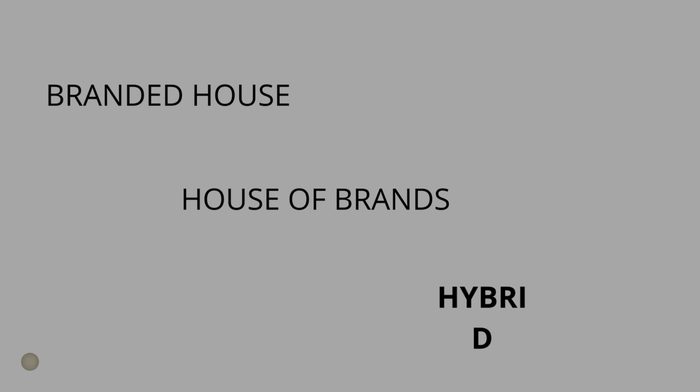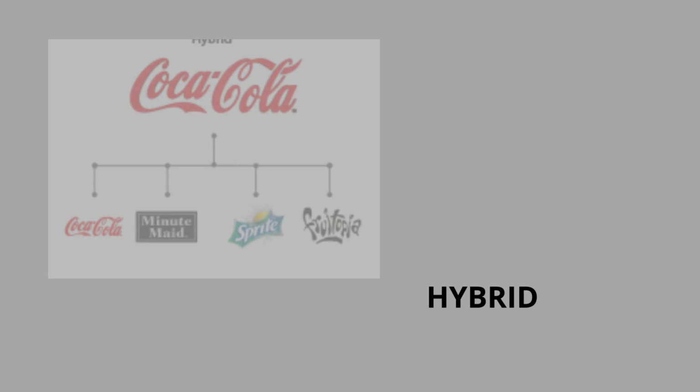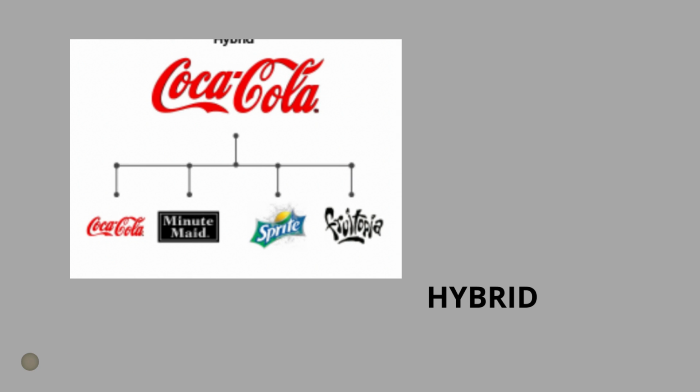The third most common would be the hybrid brand architecture, which is a mixture of two or more types of brand architectures. So this is typically used when a company is changing their brand architecture or when they're acquiring a lot of existing brands through mergers or acquisitions. Think Coca-Cola or Marriott.